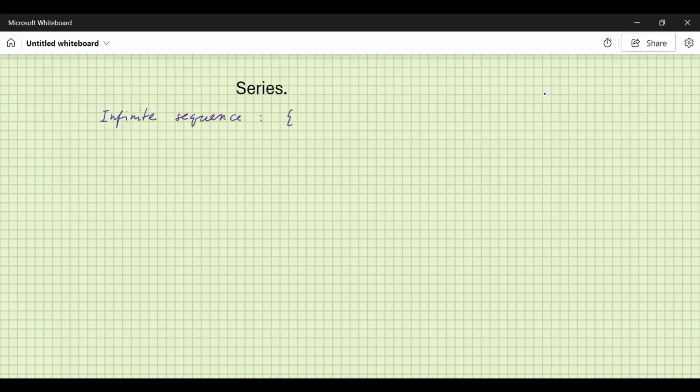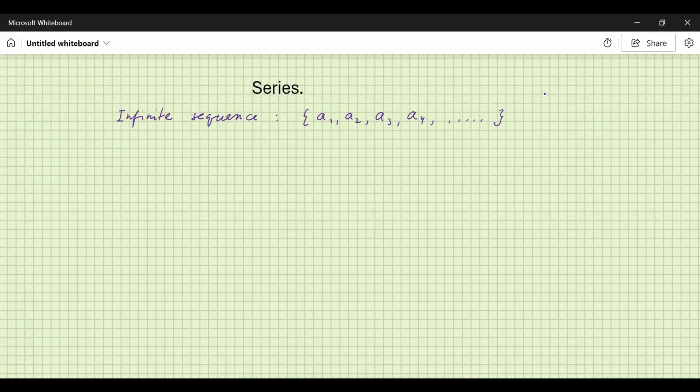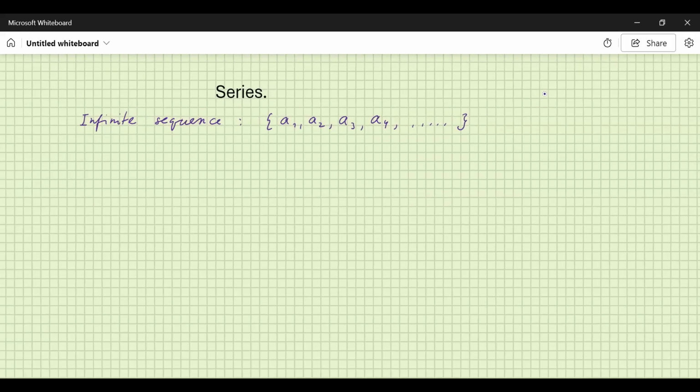Infinite sequence usually looks like this. A1, A2, A3, A4. Looks like an ordered list of numbers. And infinite means that there are infinitely many numbers here, right? If we add up these numbers, just place them as a sum in the same order, we are going to get something that we call infinite series.